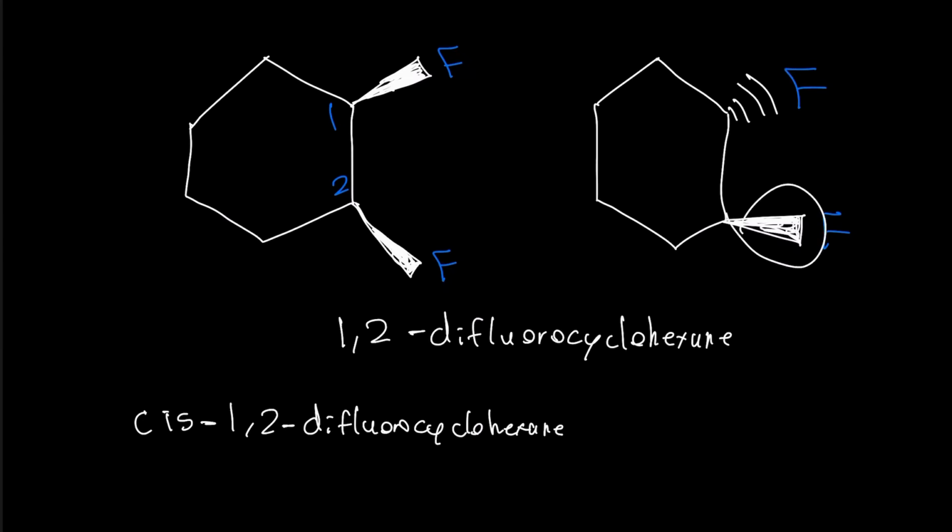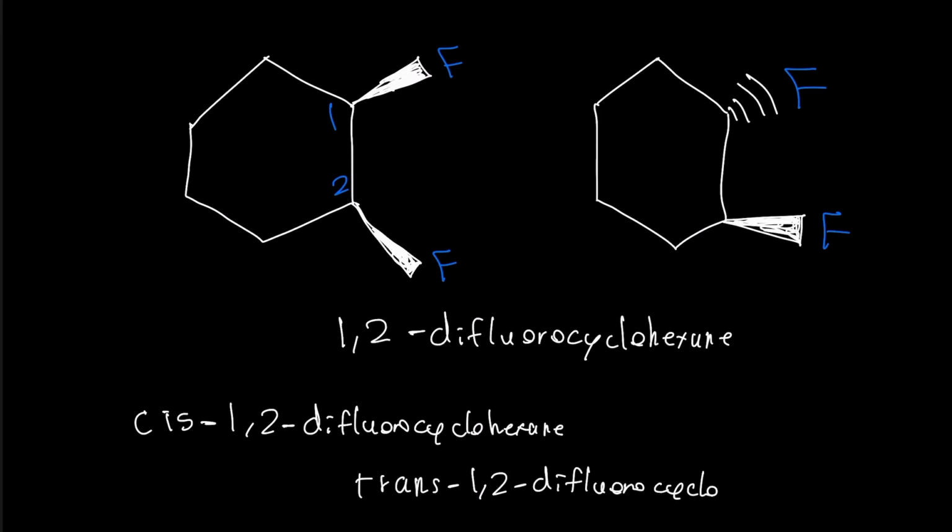And on the right, since they have different drawings, one of them is going into the page, the other one's coming out of the page, that one's going to be the trans isomer. So we're going to put trans-1,2-difluorocyclohexane.